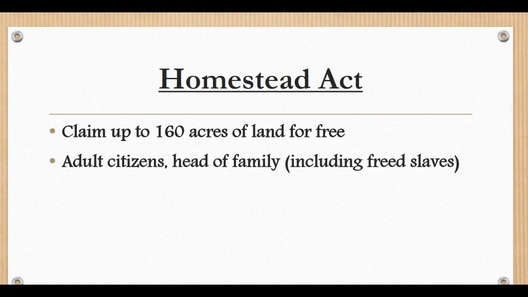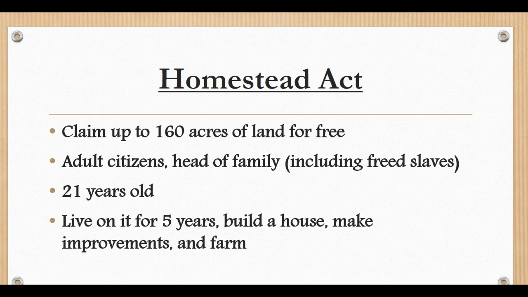They had to be an adult, and they had to be considered head of a family. Now, this included freed slaves, and it also included a woman as long as she wasn't married. Okay? They had to be 21 years old, and the other stipulation was that they lived on it for 5 years. They had to build a house. They had to make improvements, meaning that they had to start tilling the land, building other things on it, and create and grow a farm.